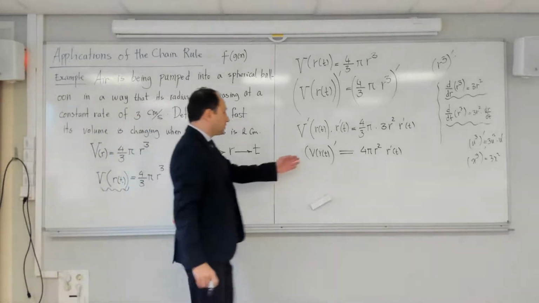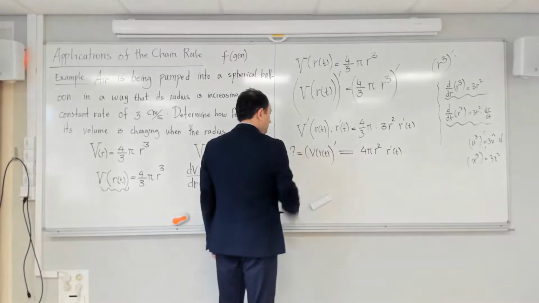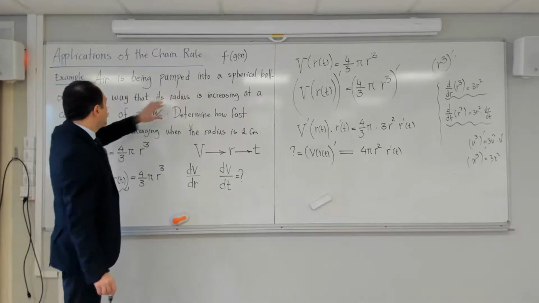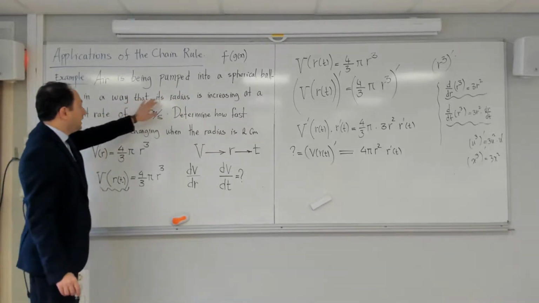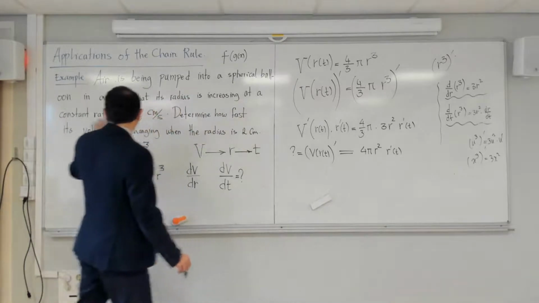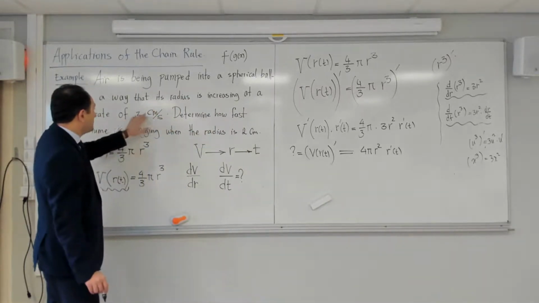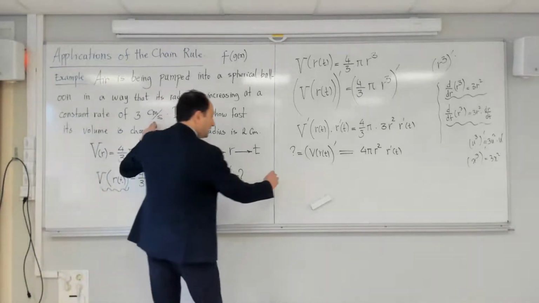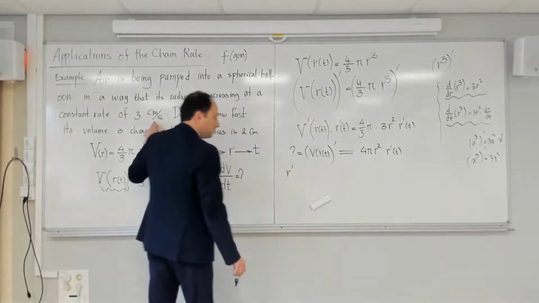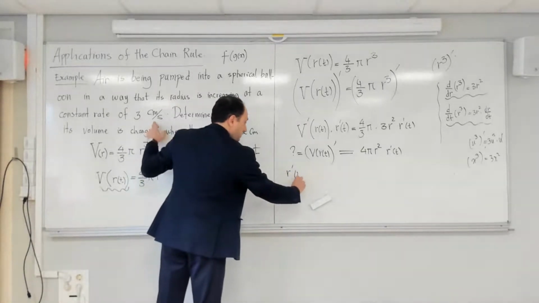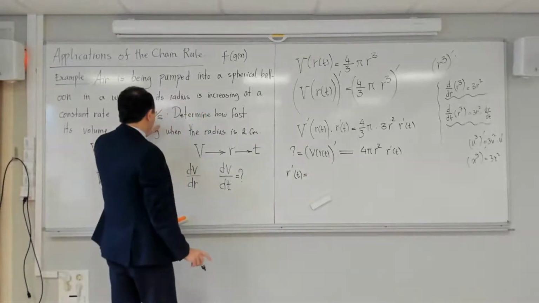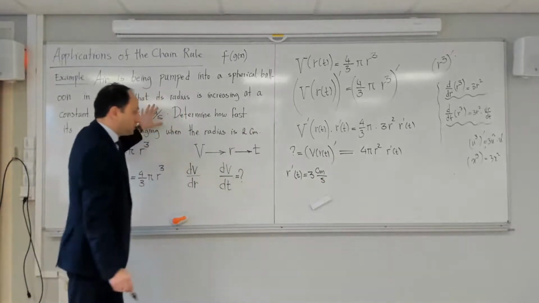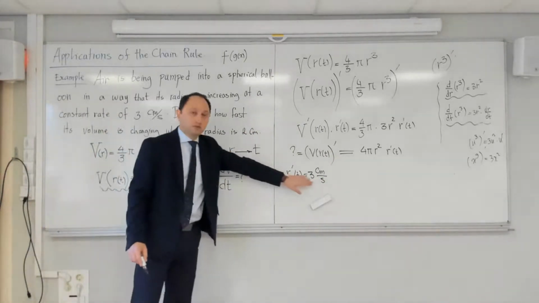And now we want to solve the problem. This is my question mark. And let us read the question once more. Air is being pumped into a spherical balloon in a way that its radius is increasing at a constant rate of 3 centimeters per second. From this sentence, what you understand? You understand the derivative of the radius with respect to time is constant 3 centimeters per second. When you read this sentence, if you want to write it in mathematical symbol, you write it in that way.